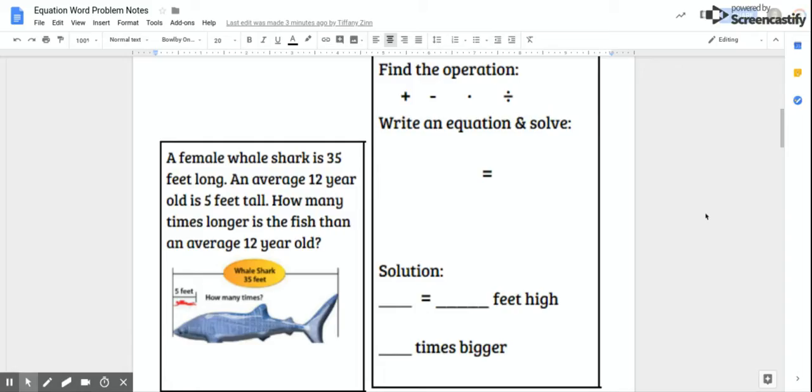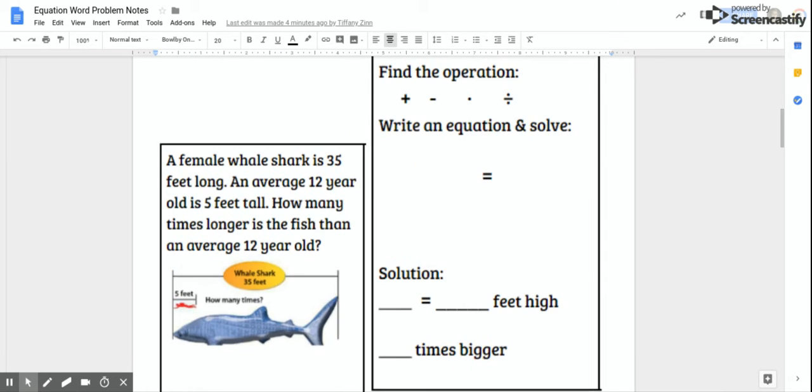So the first example says, a female whale shark is 35 feet long, an average 12-year-old, and we're talking about 12-year-old people, so like sixth graders, is 5 feet tall. How many times longer is the fish than the average 12-year-old? So if you were to try to solve this in your head, you would have to divide. You'd have to divide 35 by 5 to figure out how many times larger a shark is.